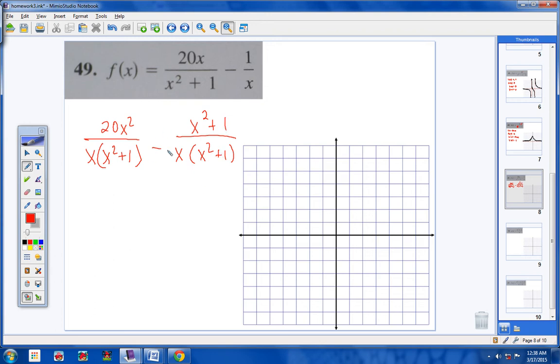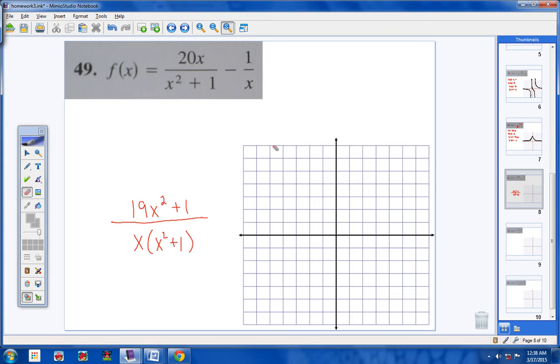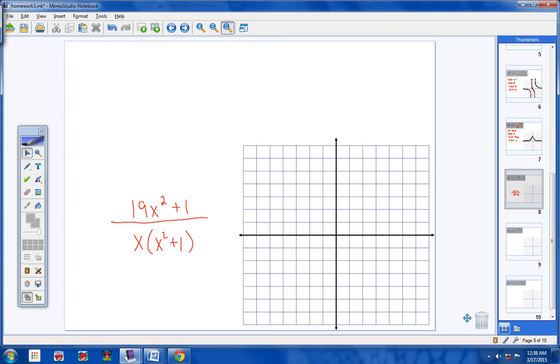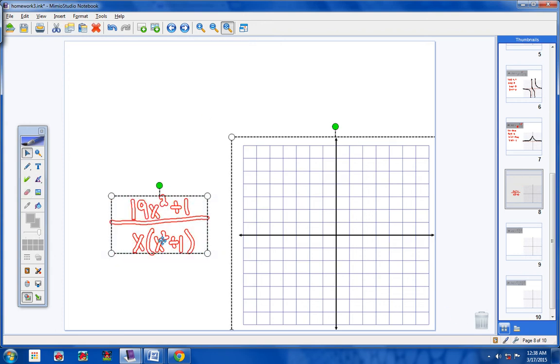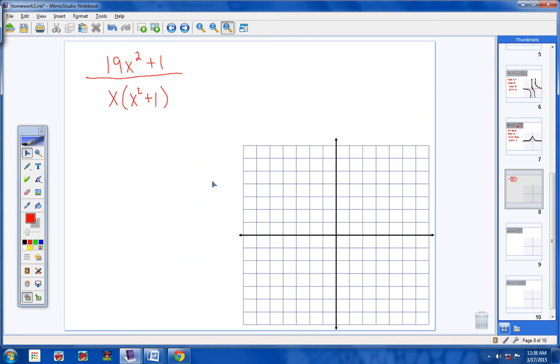Now combine these two fractions because you do have a common denominator. Your common denominator is x, parentheses, x squared plus 1. So combine them. 20x squared minus x squared plus 1 is going to be 19x squared plus 1. Okay, so when I combine these two fractions, I get this. So there's no need to keep this around, and there's no need to keep this around because we're now going to graph this. Okay. Alright, so with that in mind, here we go.